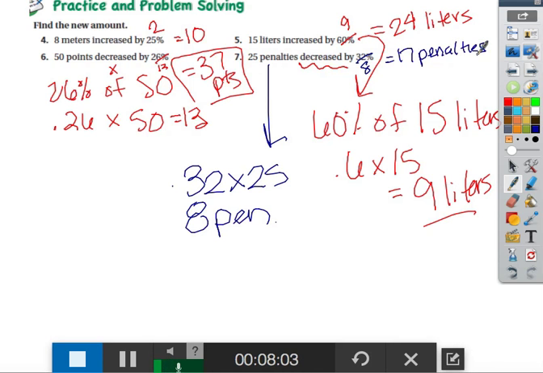Okay, I understand. So if it's decreased, you subtract it from the original number, and if it's increased, you add it. Yeah, that's the same thing. You're multiplying.